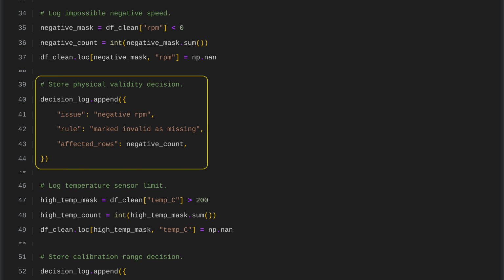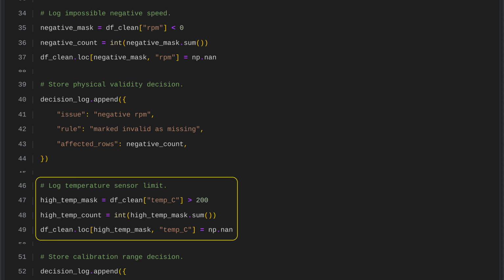The code adds a new record to the decision log to document a data cleaning step. It notes that negative RPM values were found, records the rule of marking those invalid values as missing, and stores how many rows were affected. This makes the cleaning process easier to trace and justify.